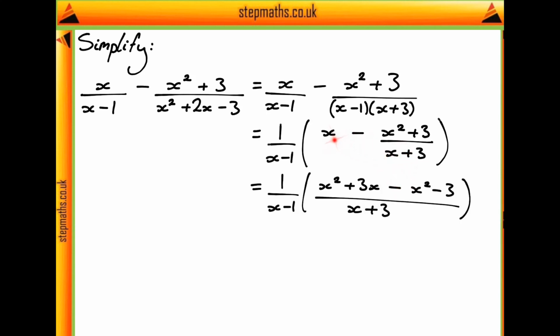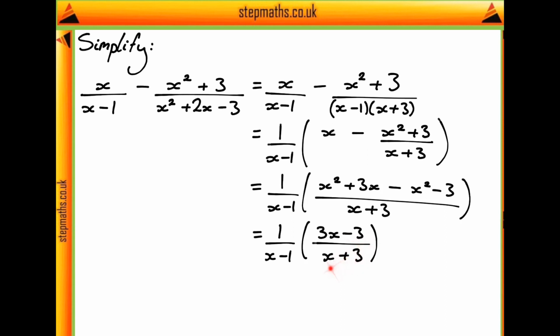If we multiply this by x plus 3, we're going to get x multiplied by x plus 3, giving us x squared plus 3x. Take away our x squared plus 3, which becomes x squared take away 3, and that's all over the same denominator. Of course we can then tidy this up by cancelling out our x squared terms, since we've got a positive one and a negative one, finally giving us this answer.